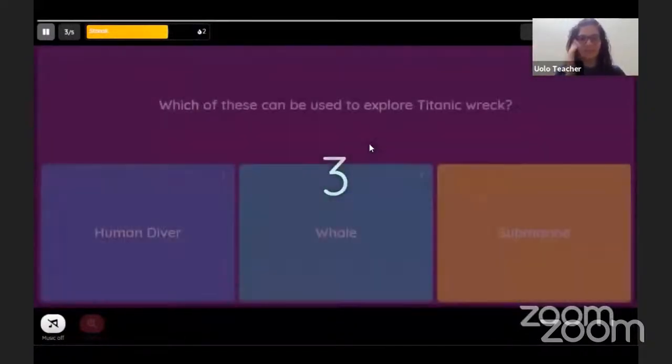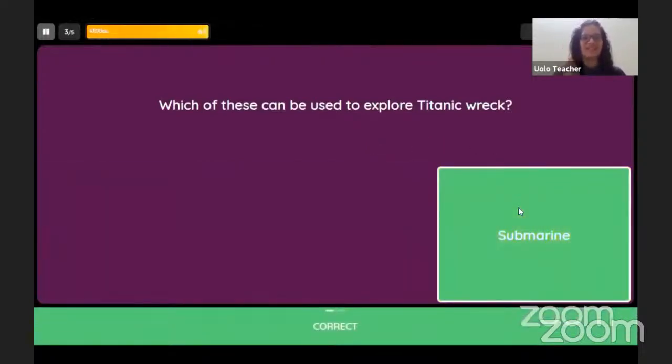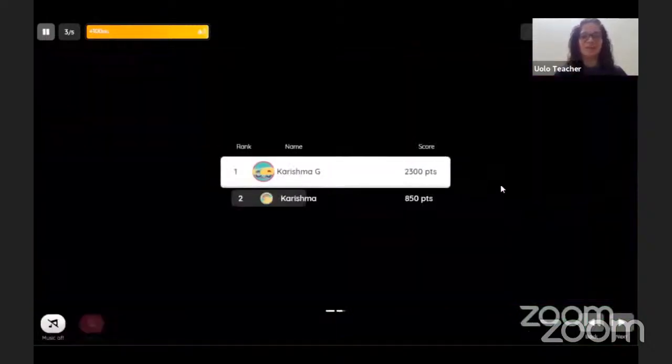Okay, let's go ahead. Which of these can be used to explore the Titanic wreck? The human diver, the whale, or the submarine? A human diver cannot go because the Titanic lies at 12,500 feet underwater, and the whale also does not go to that level. So which is the only thing that can go? Submarine. That's right. Very good.